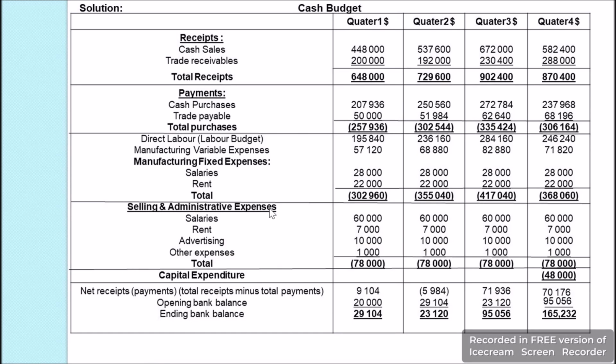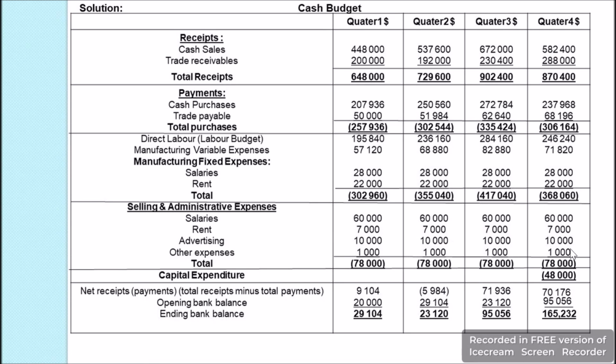Next, we have selling and administrative expenses, in which we again have salaries, and salaries are the same for all the quarters. That is, for the first quarter it is $60,000, and for the second, third and fourth quarter it is $60,000. Then we have rent. Again, rent is $7,000 for each quarter. Then the advertisement expense is $10,000 each quarter, and other expenses are $1,000 for each quarter.